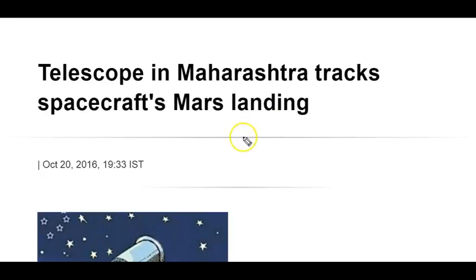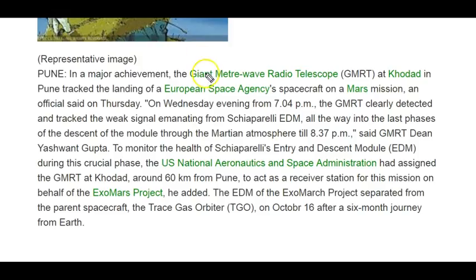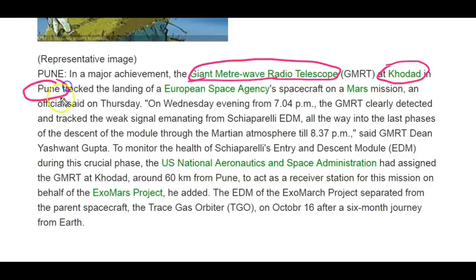This article has been published in the Times of India newspaper and deals with the ExoMars project, and another important topic, that is the Giant Meter Wave Radio Telescope, which is located at Khodad in the state of Maharashtra.